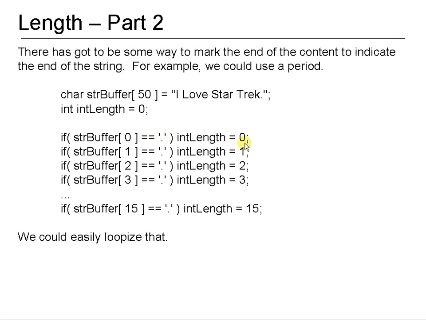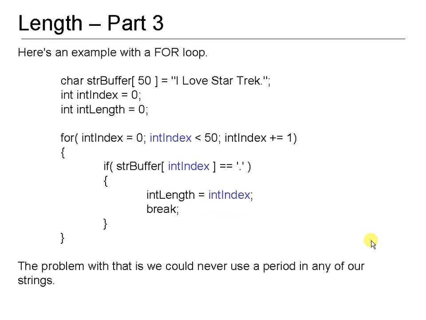If it is, then the length is 0. If that's not, then we can check the next character. If the character at index 1 is equal to a period, then the length is 1, and so on. And we can do all that all the way up to 15, at least in this case for "I love Star Trek." Now we could very easily loopize that. Here's an example of that with a for loop. So we go from 0 up to 50, and we check each element with index. If that's equal to a period, we find the length, and then we break out of the loop. We stop. No need to continue searching.